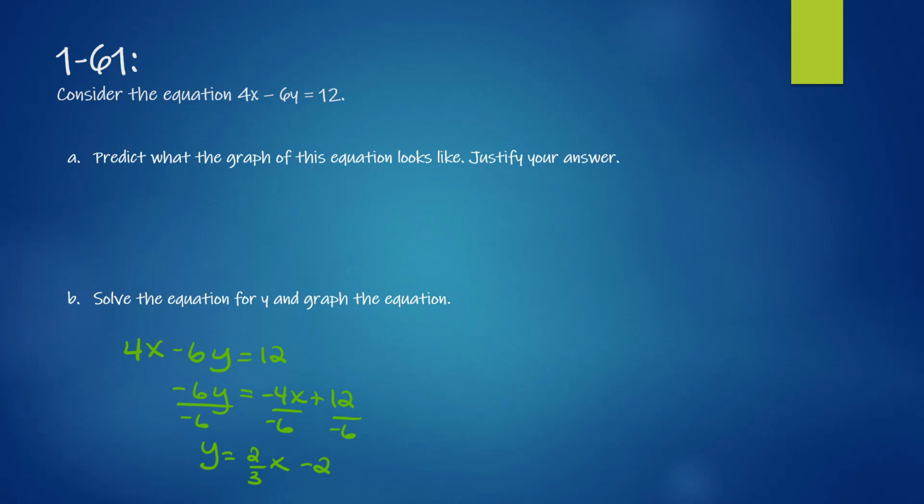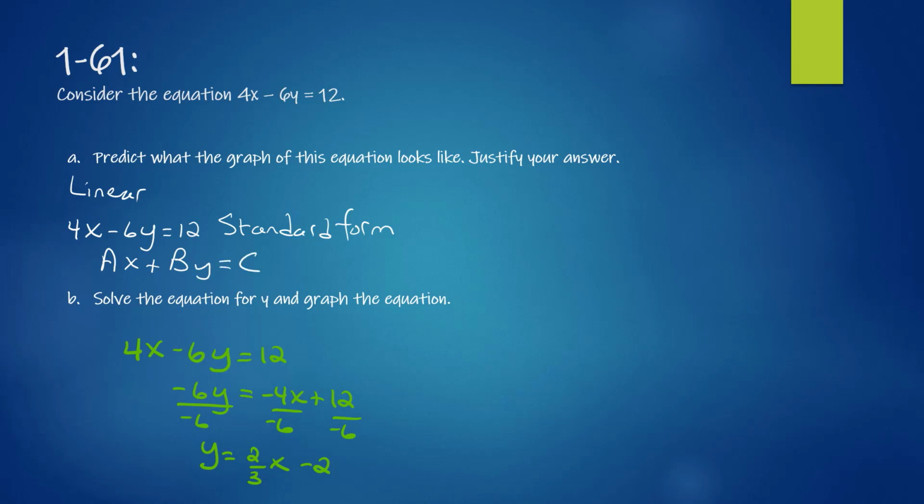Okay, 1-61. Consider the equation 4x minus 6y equals 12. Predict what the graph of this equation looks like. For me, it's going to be linear. And part of the reason I know that is because 4x minus 6y equals 12 is in standard form. Not slope-intercept form, but standard form, and that is ax plus by equals c. And that is linear. So that's how I'm justifying my answer on that one.